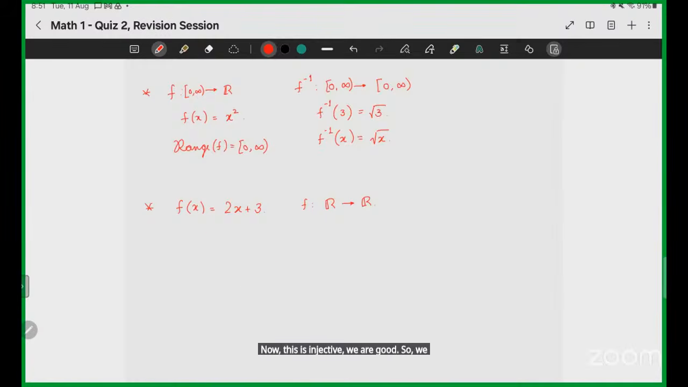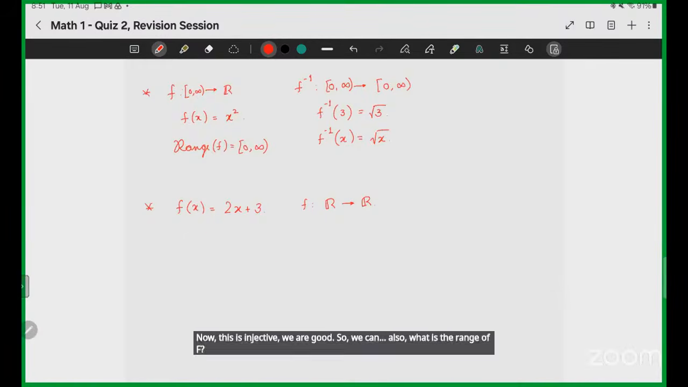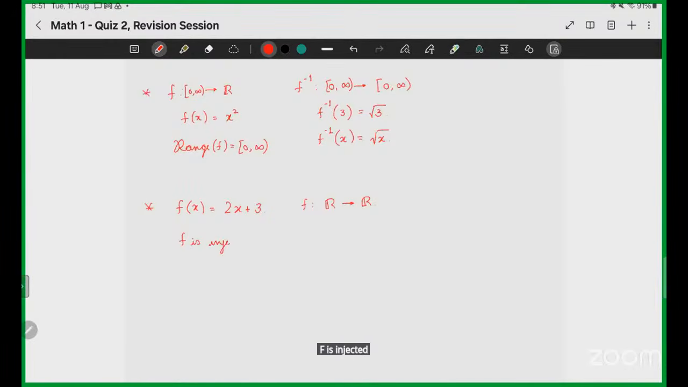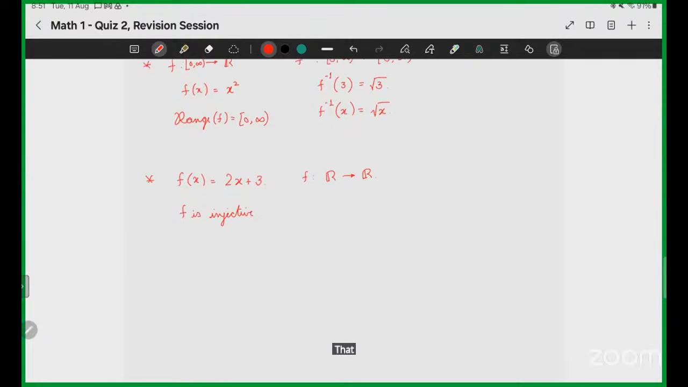So what is the range of f? F is injective, that's good. What is the range of f? In order to define the domain of f inverse, we need to know what the range of f is. What is the range of a straight line? It is also all real numbers. Yes, the range of f is also R.